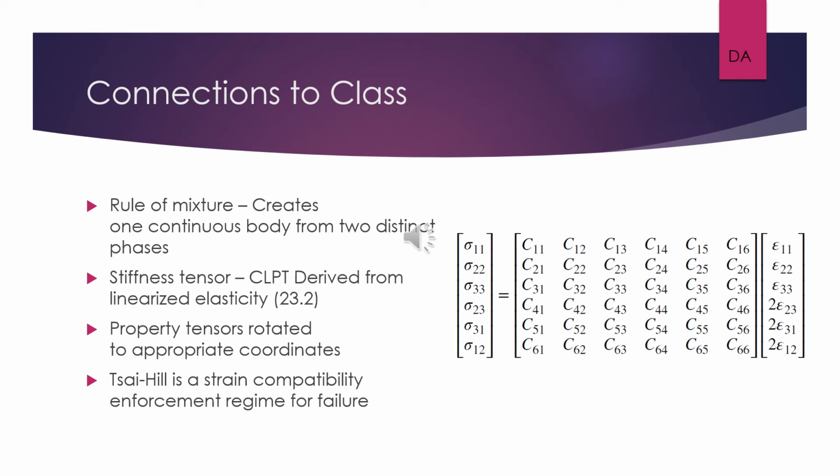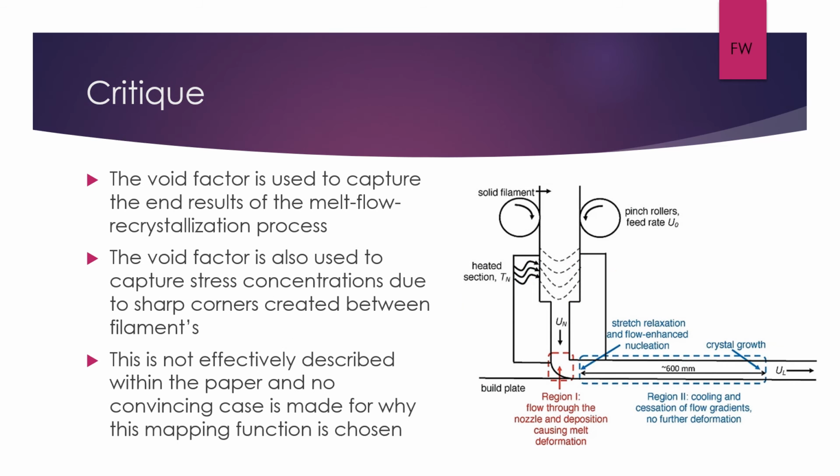Finally, the Tsai-Hill failure criterion that we use is a strain compatibility enforcement regime. So it looks at stress energy in each layer and compares it to how much displacement that is going to create and whether that is compatible with the surrounding layers. And if the displacements are incompatible, then there is shear and disconnection between the layers, and the layer is considered to have failed.